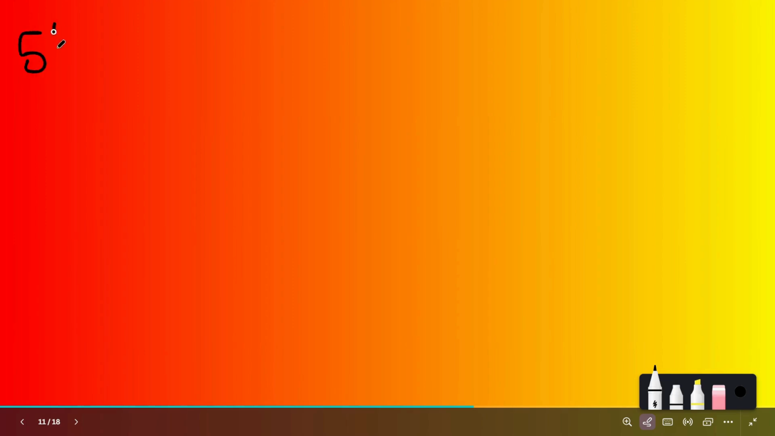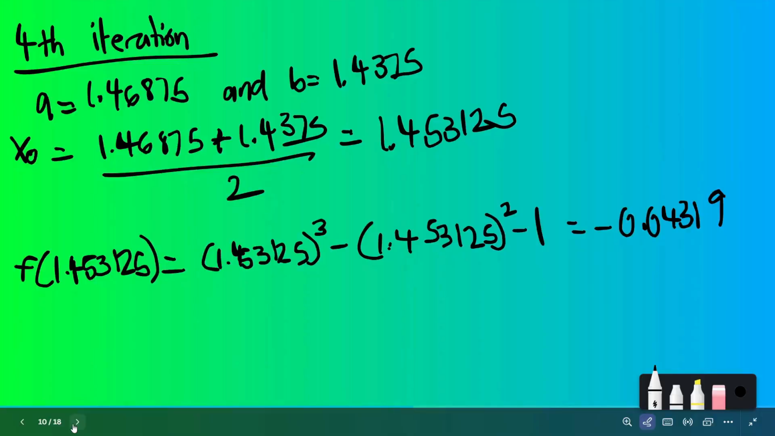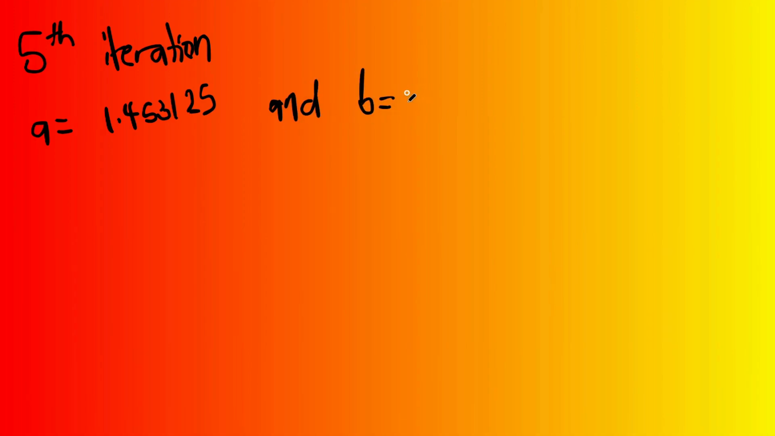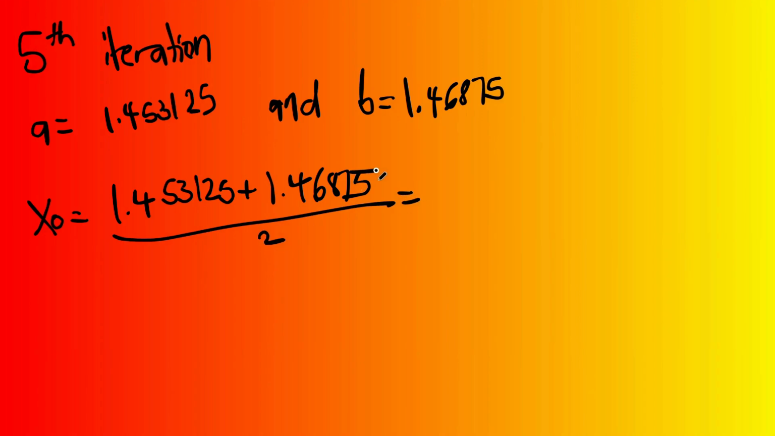Okay, and the last iteration, the fifth iteration. A is 1.45325, let me check. And B is 1.46875. Okay, so x0 is what? So 1.45325 plus 1.46875 divided by 2. How much?